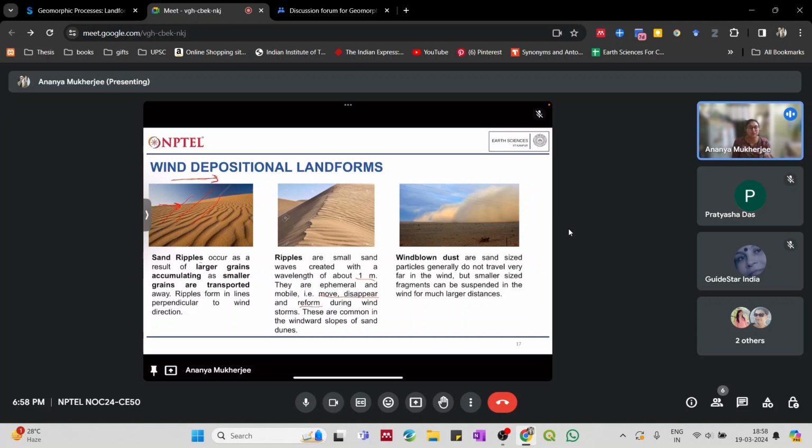Then we have wind blown dust. This is again the transportation of sand, but it forms in a dust storm, and it does not travel very long distances, it is localized. But if the sand is suspended in the wind, it can form wind blown dust.